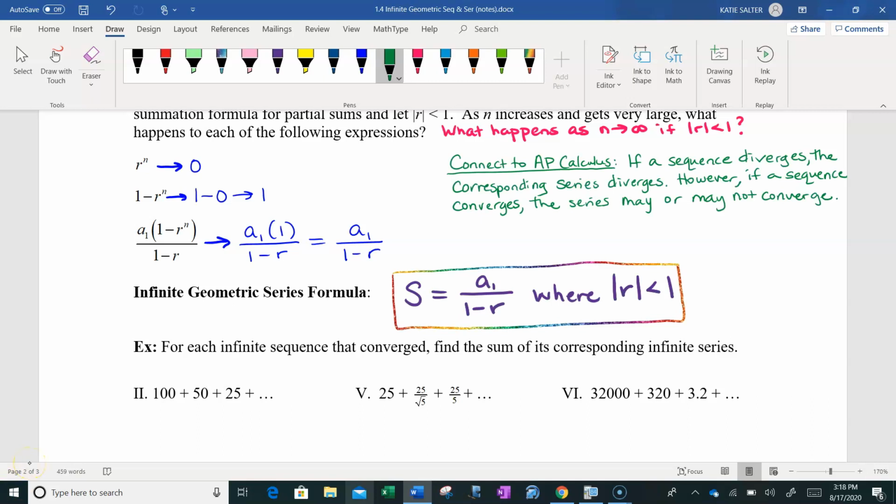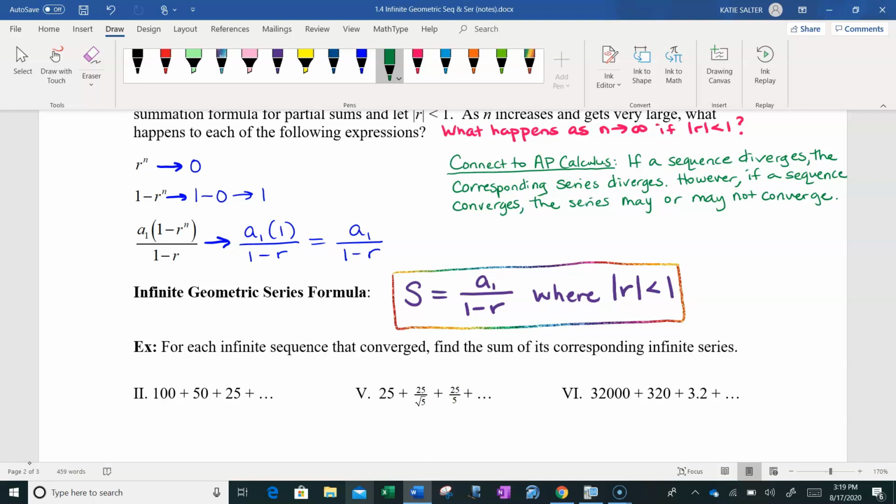A real quick connection to AP Calculus. If a sequence diverges, the corresponding series will also diverge. However, if the sequence converges, the series may or may not converge. The only way the series is going to converge is if the absolute value of r is less than 1. So we're going to have to check for that each time.